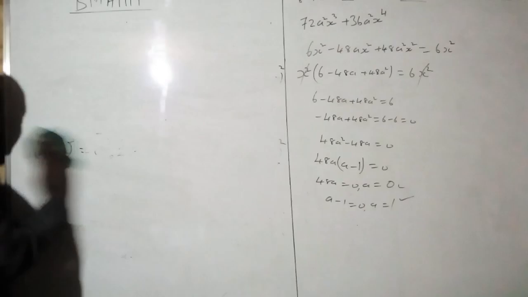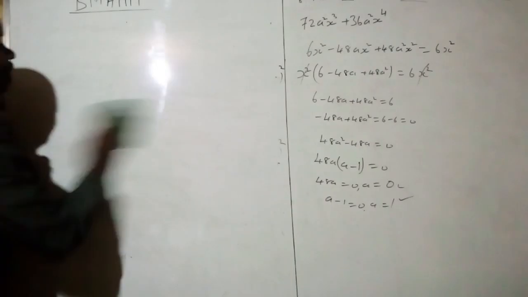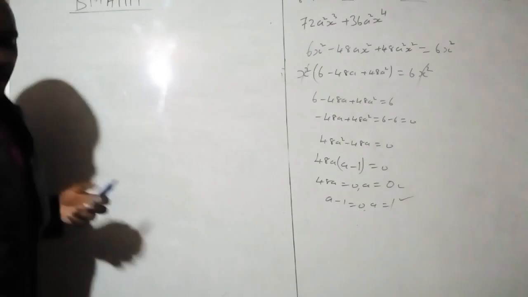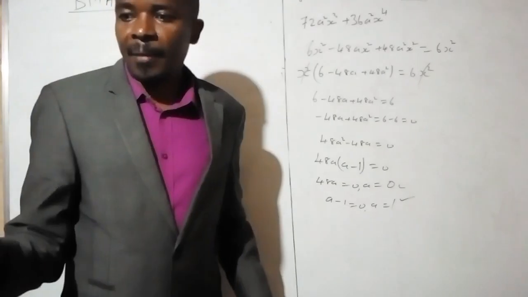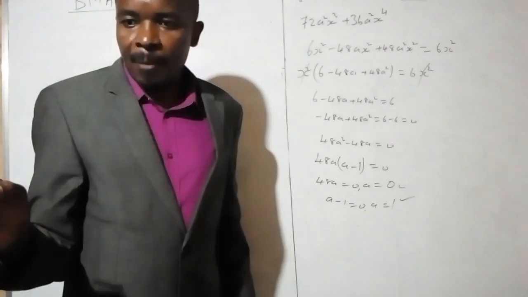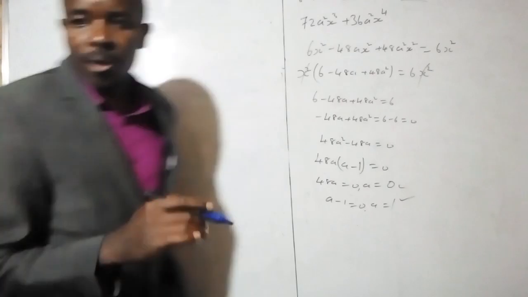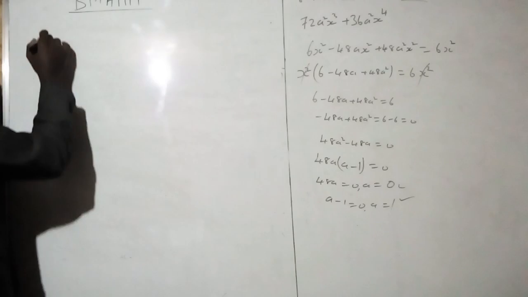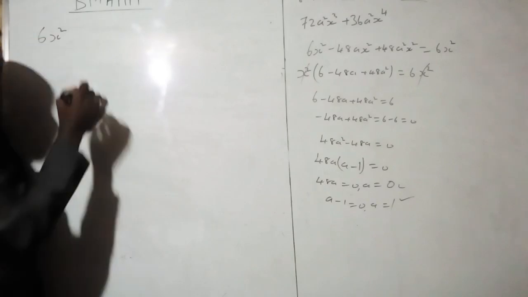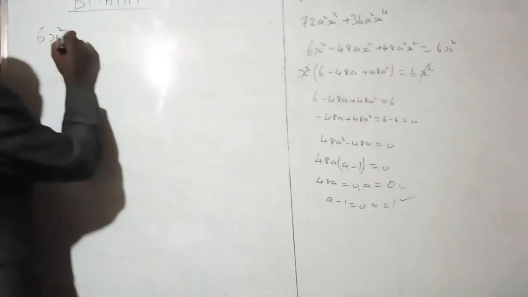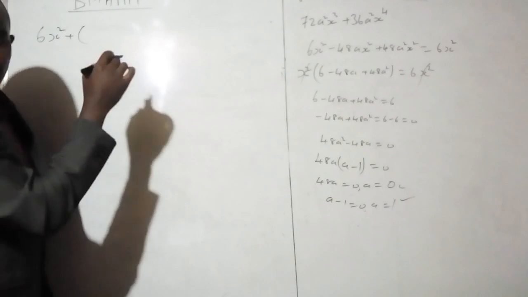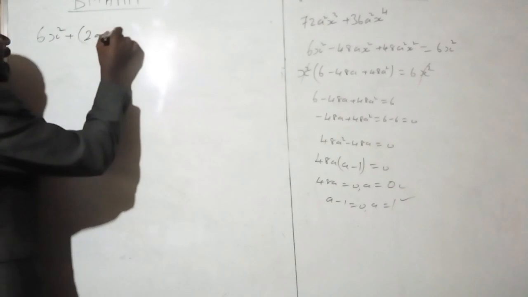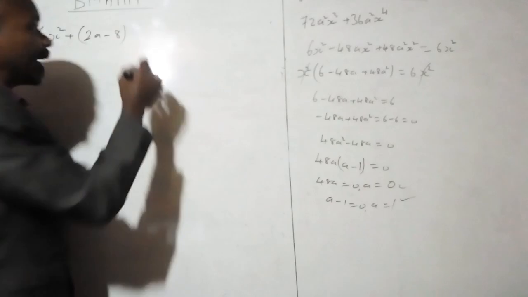I'm reading the question from my PC, so it's in soft copy. Given that the equation you are given is 6x squared plus (2a minus 8)x minus 3a is equal to 0.